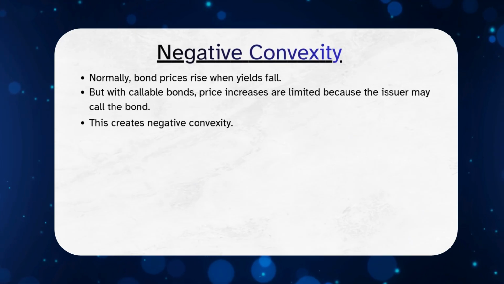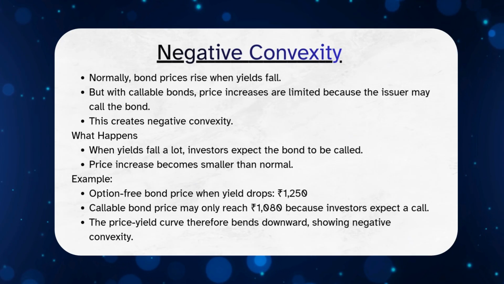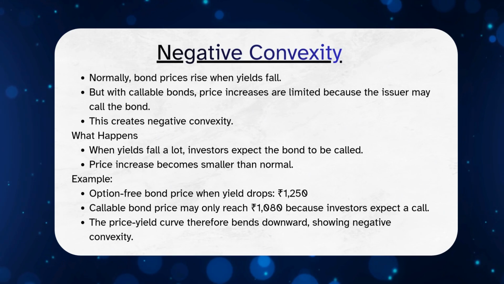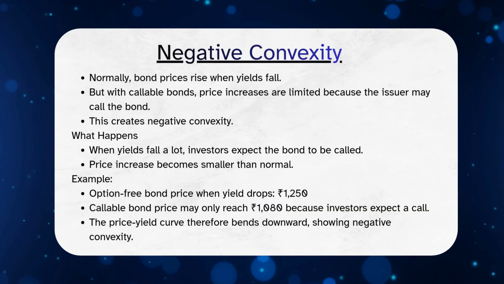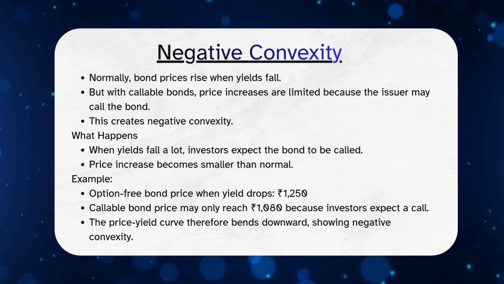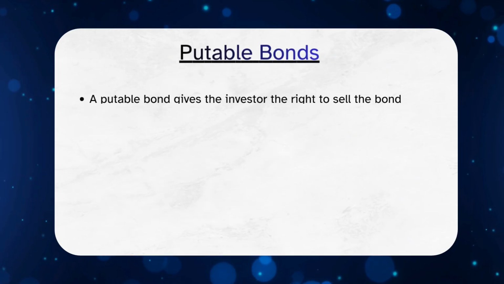Callable bonds also introduce the concept of negative convexity. Under normal circumstances, when yields fall, bond prices increase at an accelerating rate. But with callable bonds, the price increase is limited because investors know the issuer might call the bond. As yields drop significantly, investors begin to expect the bond to be called. This expectation causes the price-yield curve to flatten, creating negative convexity. In other words, price gains become smaller as yields continue to fall.